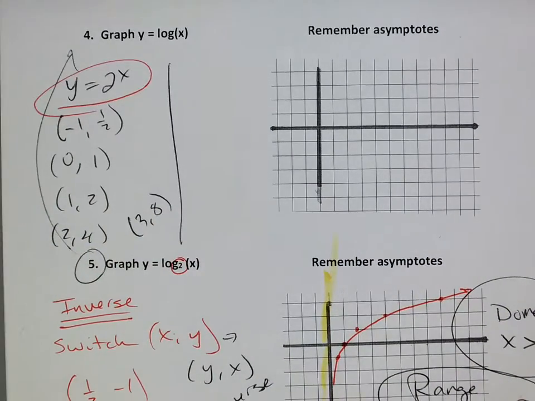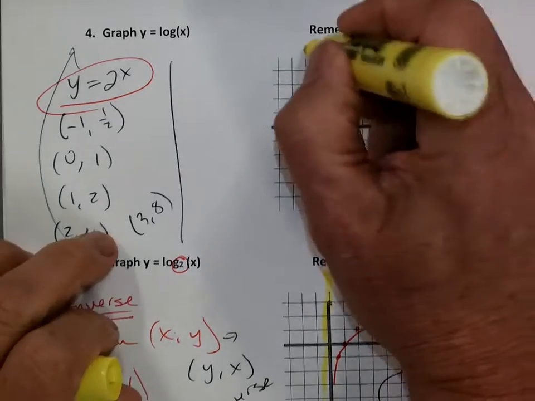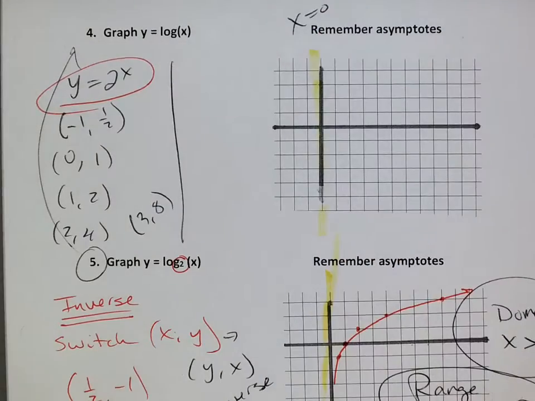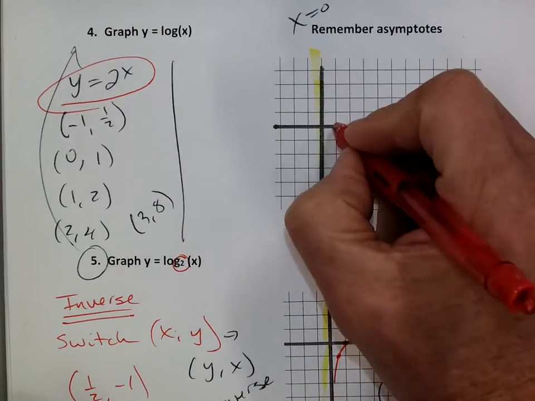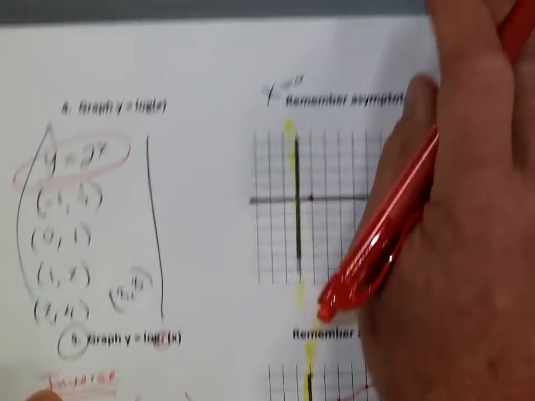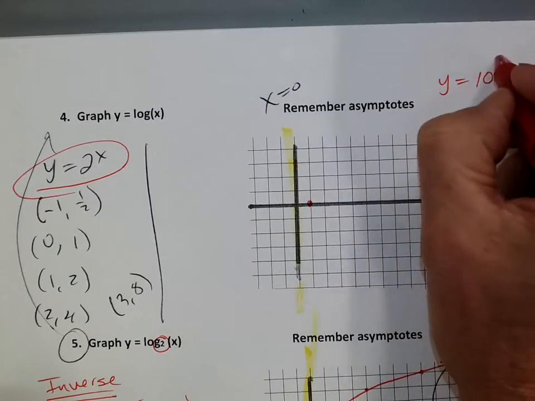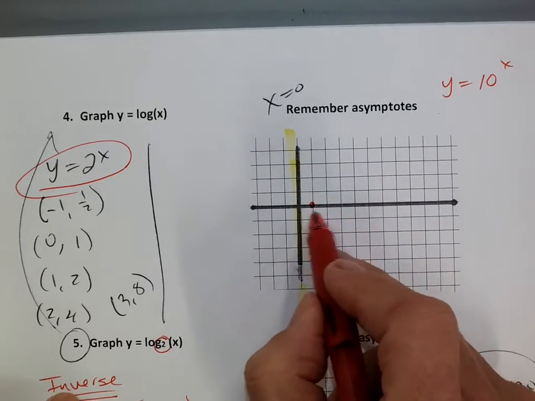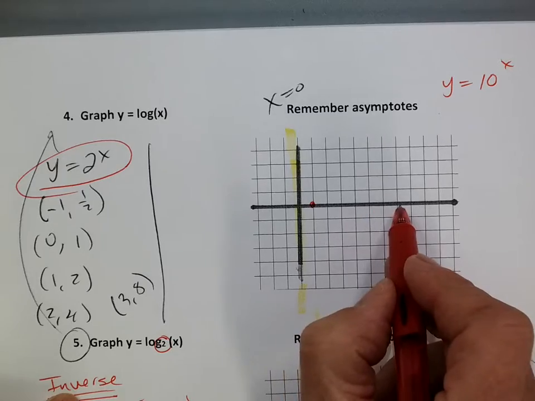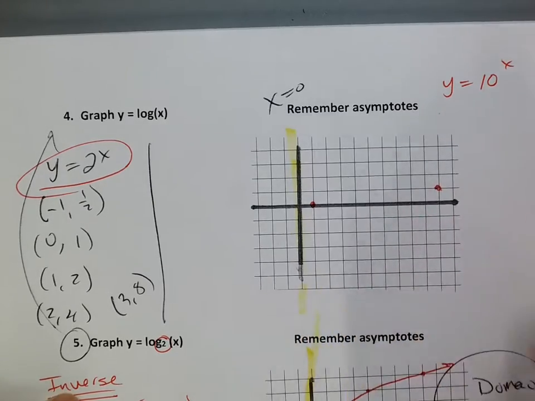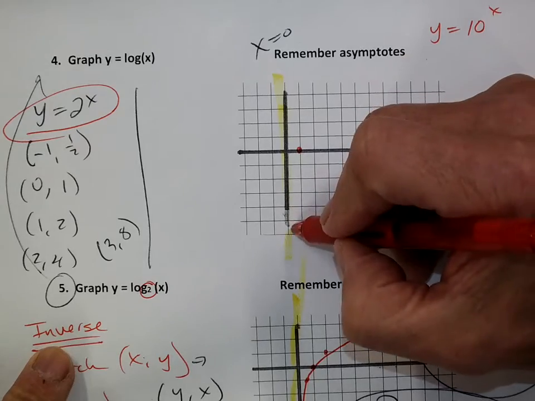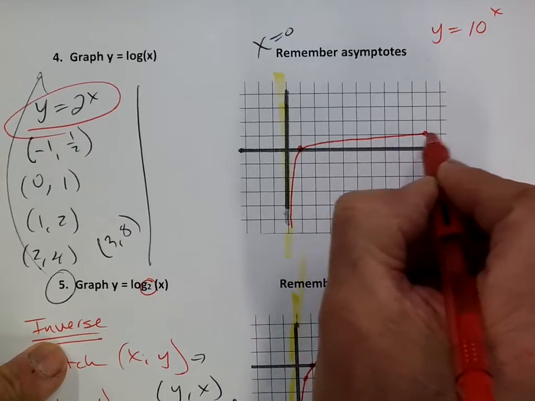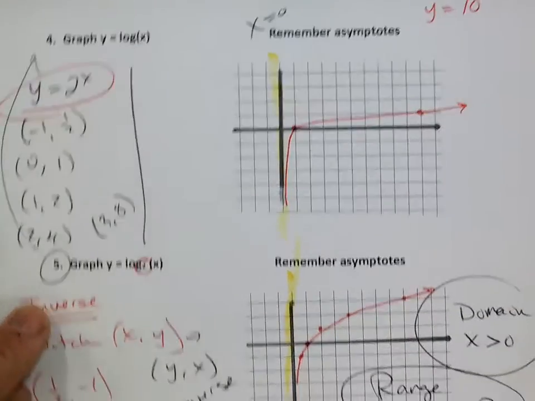We're still going to have a vertical asymptote at x equals 0. It's still going to go through 1 because anything to the 0 power is 1, remember, it's the inverse of y equals 10 to the x. And then at 1, 2, 3, 4, 5, 6, 7, 8, 9, 10, you'll have a point at 10, 1. So it's going to be a lot more shallow because as an exponential, it's much steeper. And there it is.